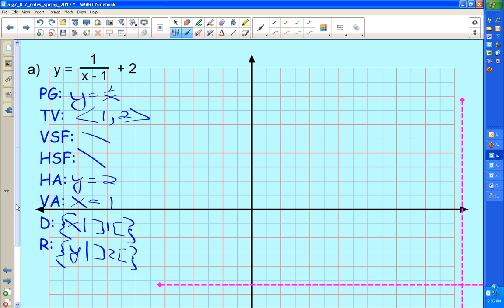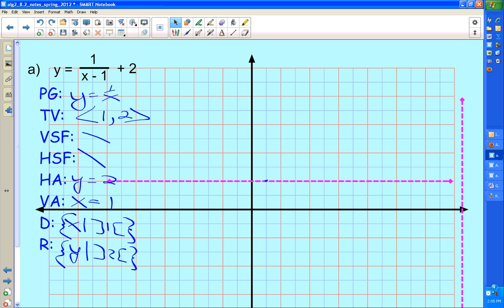My origin is (0, 0), and now I'm going to translate it to (1, 2). There's my new origin. As soon as you get to your new origin, what do you draw? Horizontal and vertical asymptotes. Put them both in, and they go right through your translated origin.